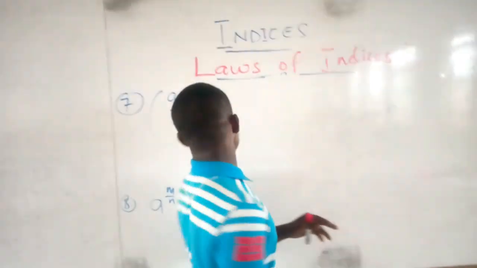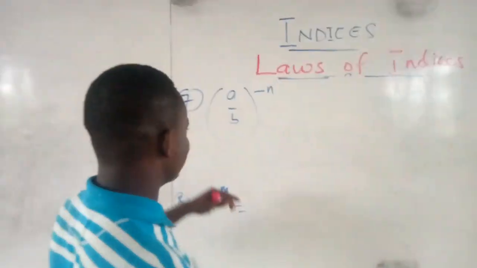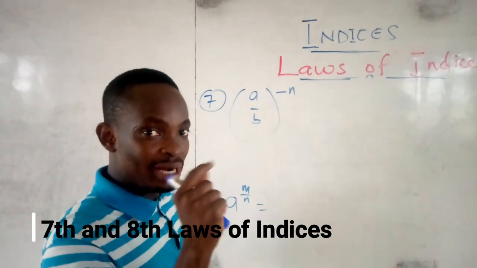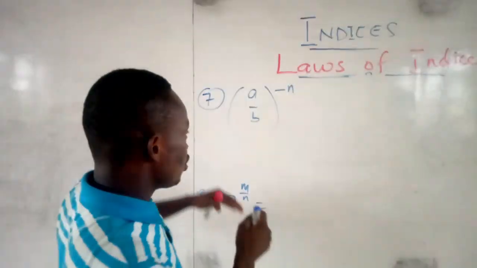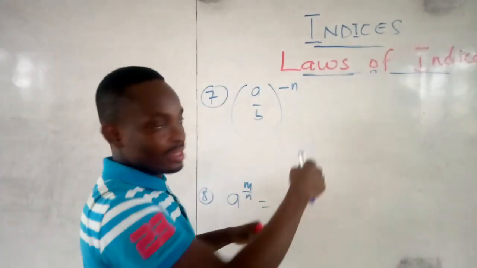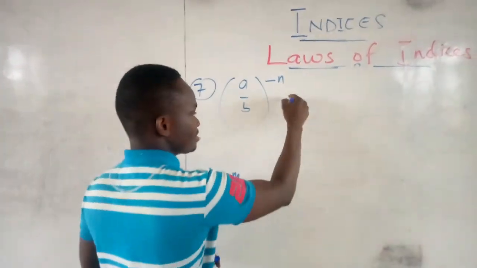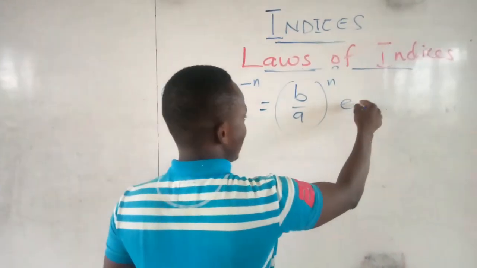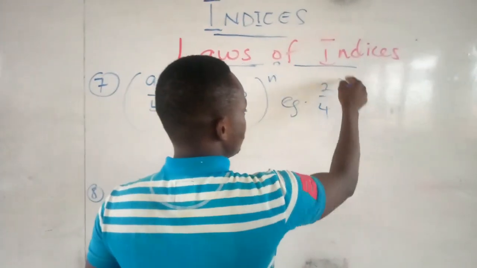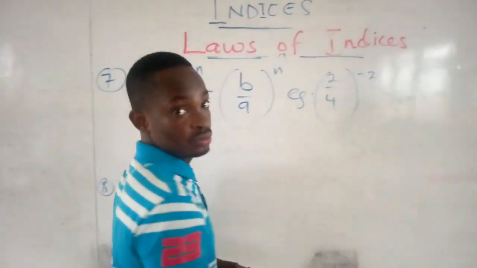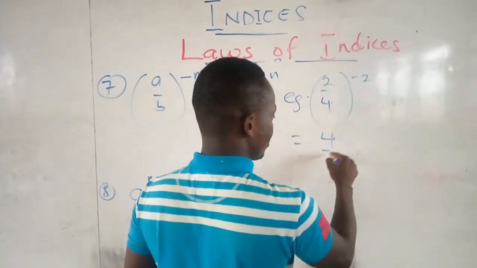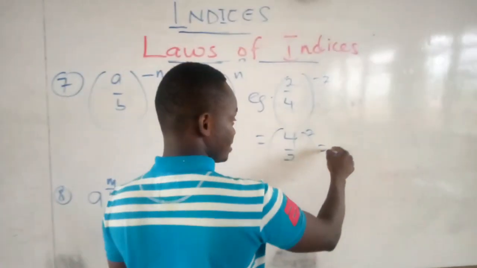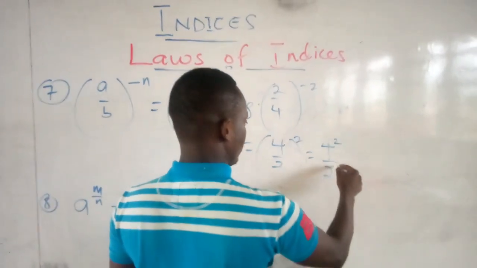Alright. Let's go to the 7th and the 8th law. We are saying that the base is a fraction, a over b. This time around, the power or the index is a negative. So you reciprocate the fraction, then remove the negative. So it becomes b over a all to the power m. For example, I have 2 over 4 to the power negative 2. So it becomes 4 over 2 all to the power 2. And from our previous analysis, this becomes 4 to the power 2 over 2 to the power 2.